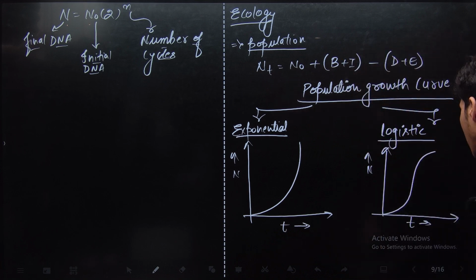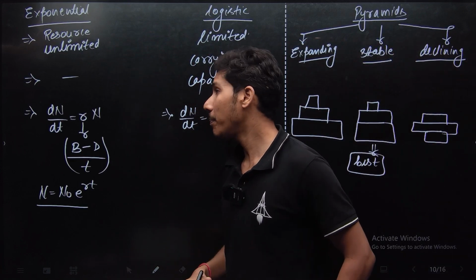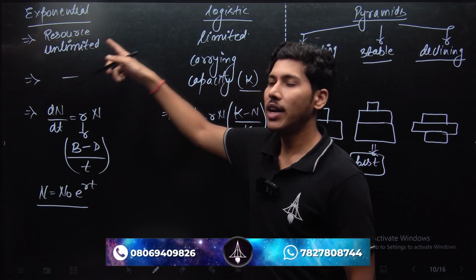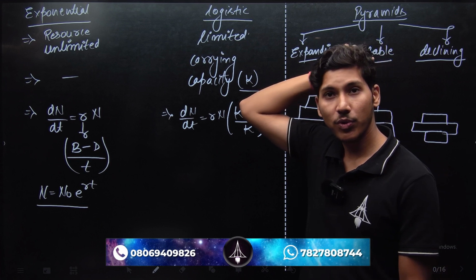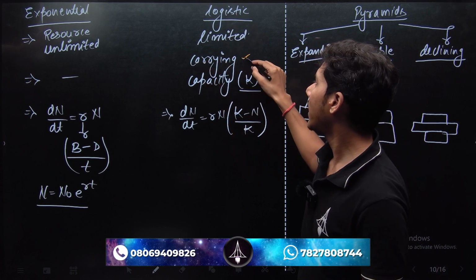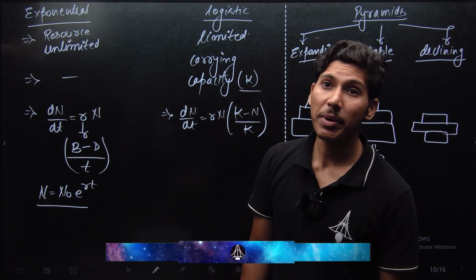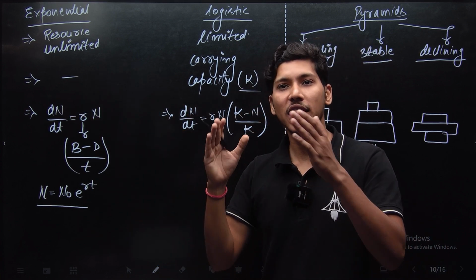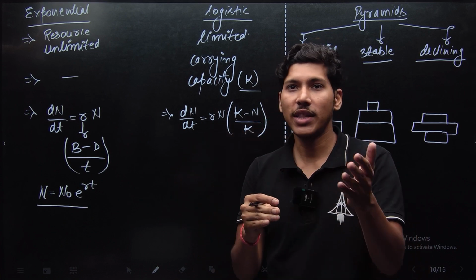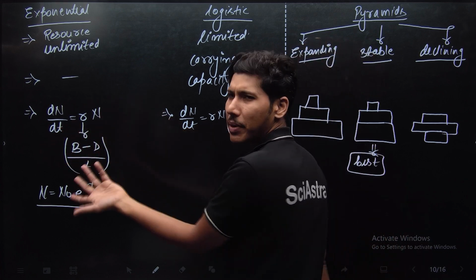Okay, now let's compare them one by one, exponential and logistic growth curve. Exponential assumes that resources are unlimited, while logistic assumes that resources are limited. Logistic growth curve takes into account carrying capacity, but exponential does not have such assumptions. What is carrying capacity? Carrying capacity is the maximum number of individuals that a population can support. More than that it can't support. Okay?